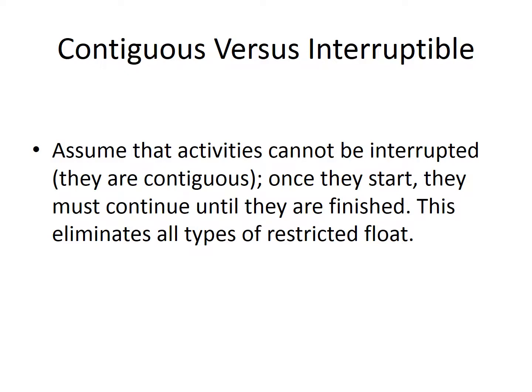So the interruptible stuff, and actually that would be an awesome test question right there. If an activity is considered contiguous, what types of float are eliminated? Anything that's finish restricted, start restricted, that's eliminated at that point. Do encourage you to read more about interruptible versus contiguous activities in the book, and that is described on page 101.